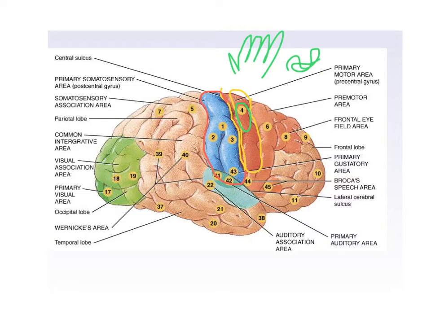Now other things that you don't use, they don't need quite as much precise movements, like say maybe your feet, that's going to have a smaller part of the primary motor cortex. And it's going to be the same thing with the somatosensory cortex as well.